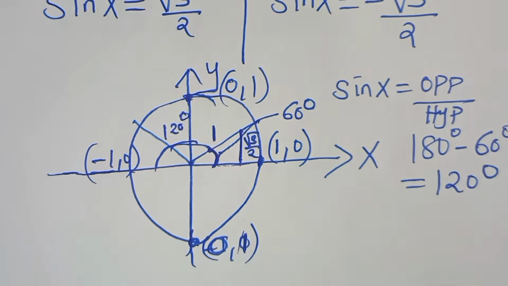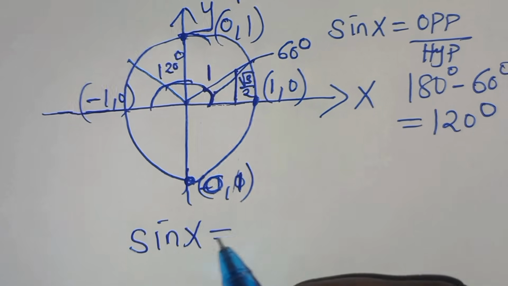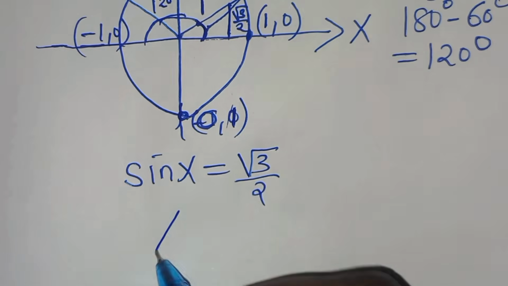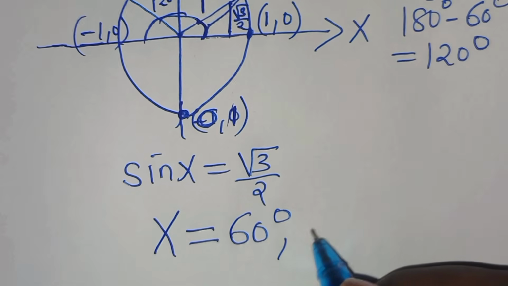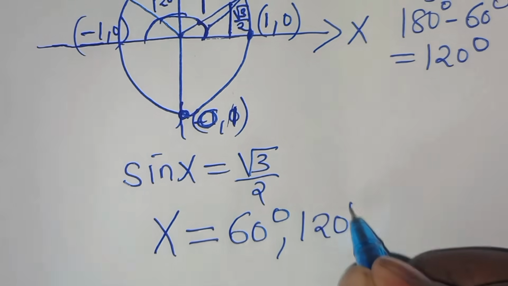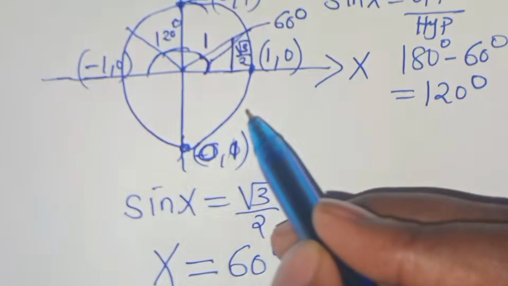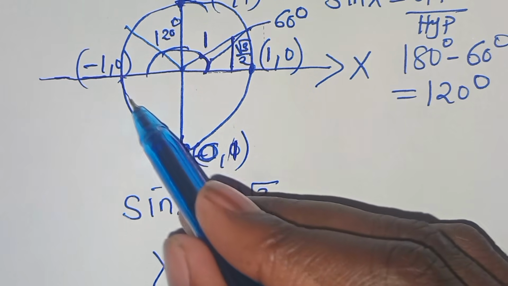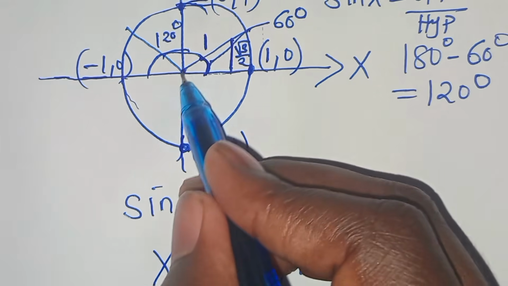And this means that sine x equal to root 3 over 2, we have that x is equal to 60 degrees and 120 degrees. Angles that are above the x-axis here, these are positive angles, and angles that are below the x-axis here, these are negative angles.